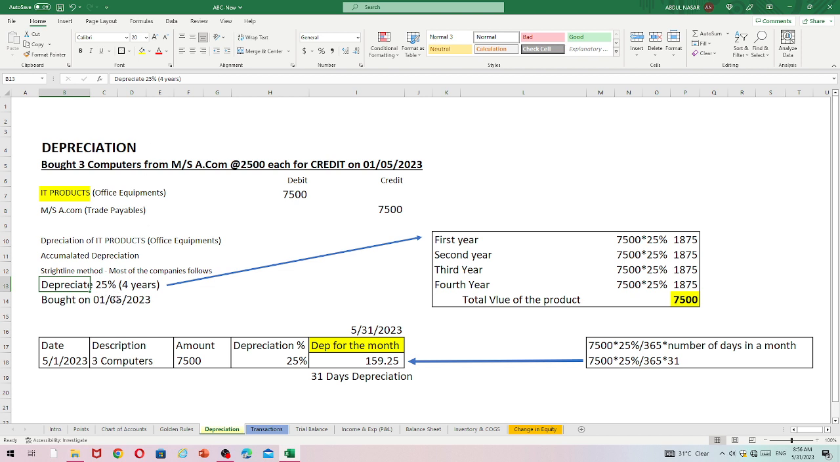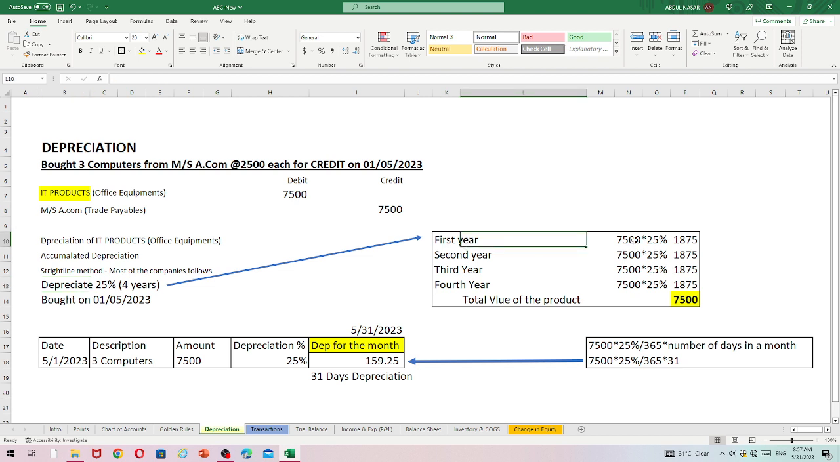If the management thinks that this product can be useful for the coming 5 years, it can be depreciated for 5 years. If the warranty period is 10 years and they think this can be depreciated for 10 years, this can be done. This is a discretionary power of the management. So this 7,500 dirhams on 1st May came into business as three computers. These three computers have to be depreciated in 4 years, which is 25 percent per year.